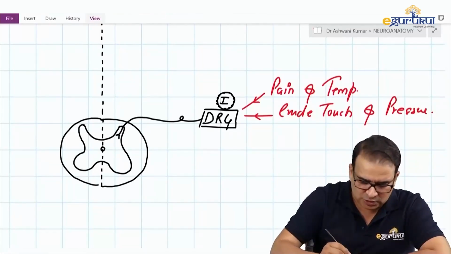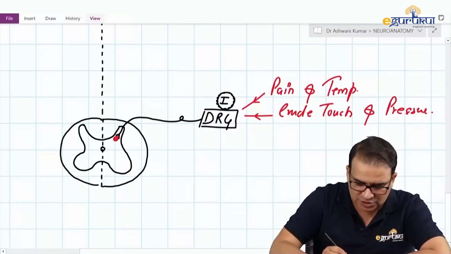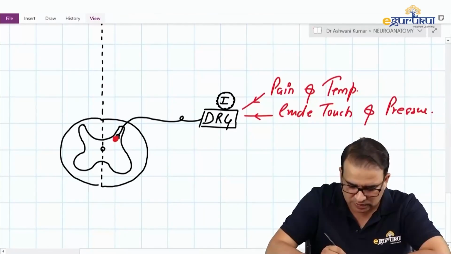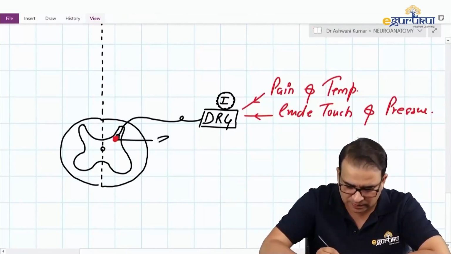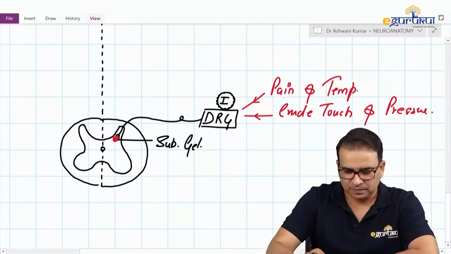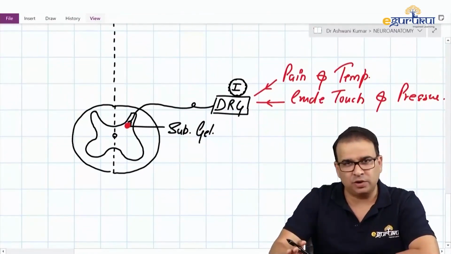And there's a nucleus which is present here, which is called the substantia gelatinosa. That is going to be the main nucleus here. Let me just label that here only. Substantia gelatinosa. You already know that. So this is going to be the end of first order neuron.